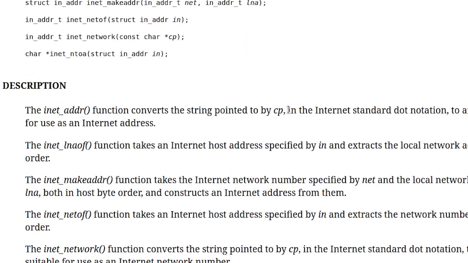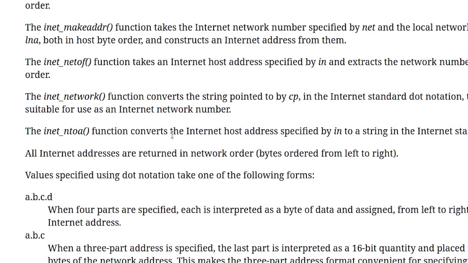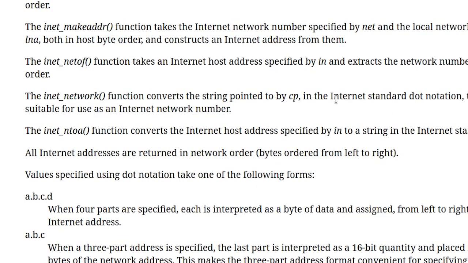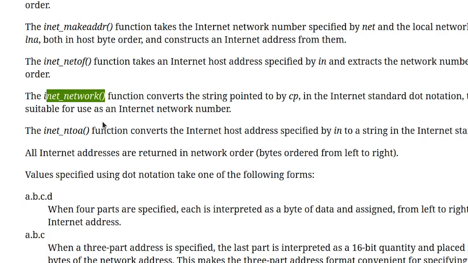Okay, and a standard dot notation. This is where we have a dot notation, converted to an integer variable suitable for use as an internet address. Network number. This is something you could try right here too. I don't know if this works, maybe I might try it. The function converts the internet host address specified to internet standard dot notation.